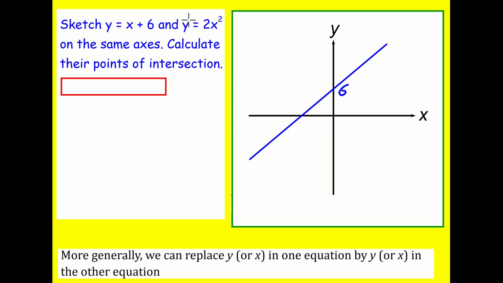Now if I draw y equals 2x squared, it's going to be very much like y equals x squared. It's going to go through the origin, those are the roots. That's the turning point as well. If you think back to completing the square, it's actually in completed square form technically. And it's going to come down and be a nice parabola that goes through the origin.